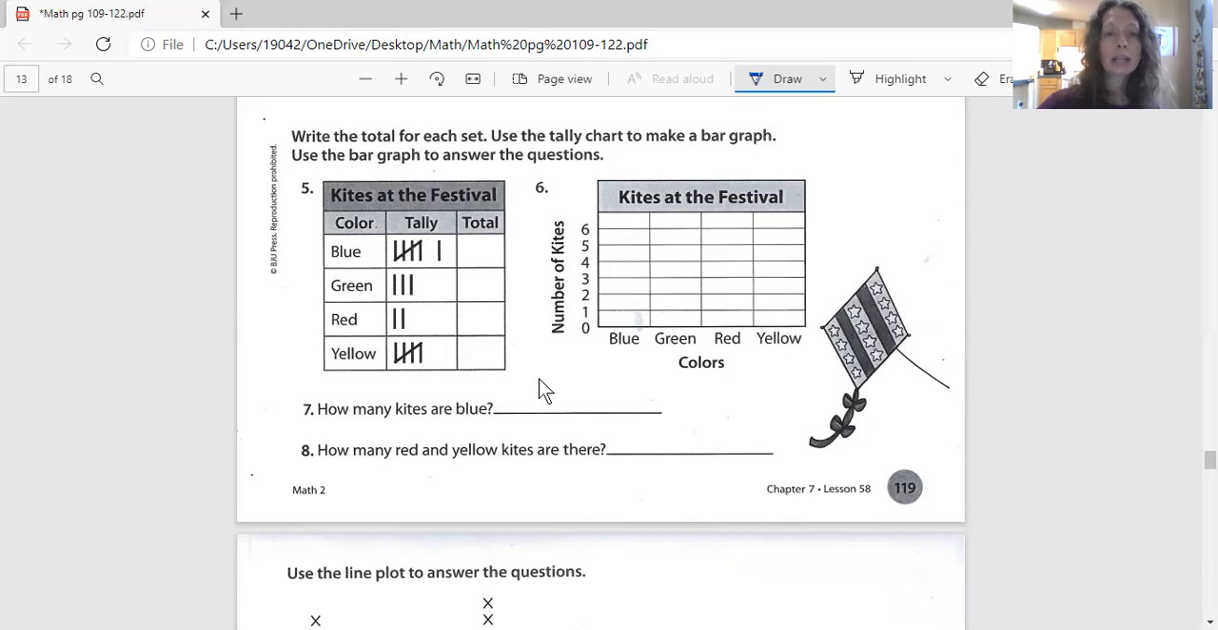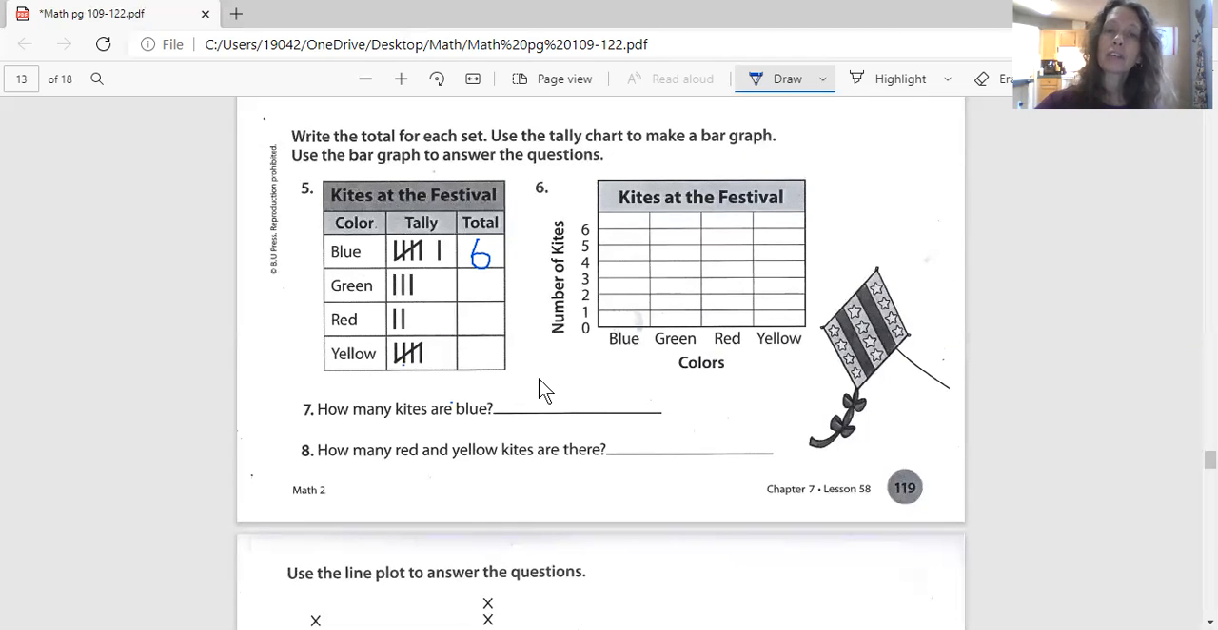We have blue kites. We have 5 and 6. 6 right there, okay? How many green? Write it here. How many red? Write it here. How many yellow? Write it here. Okay. Very good. Now the next one is our bar graph.